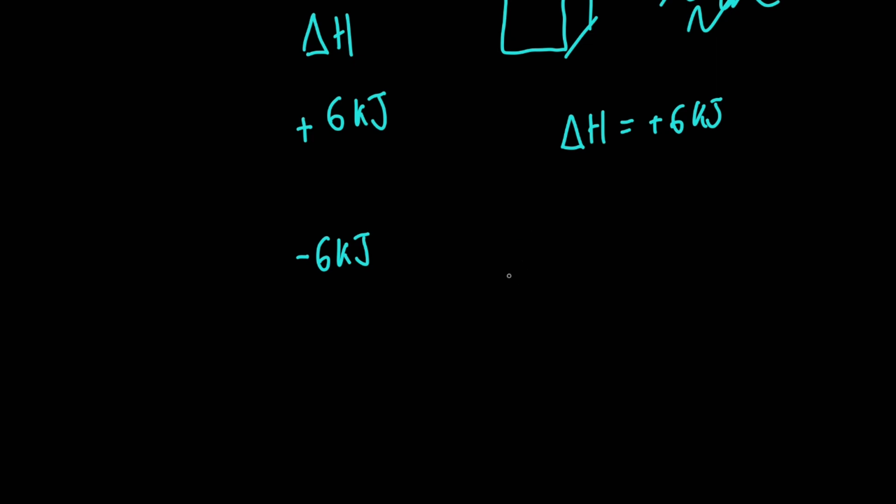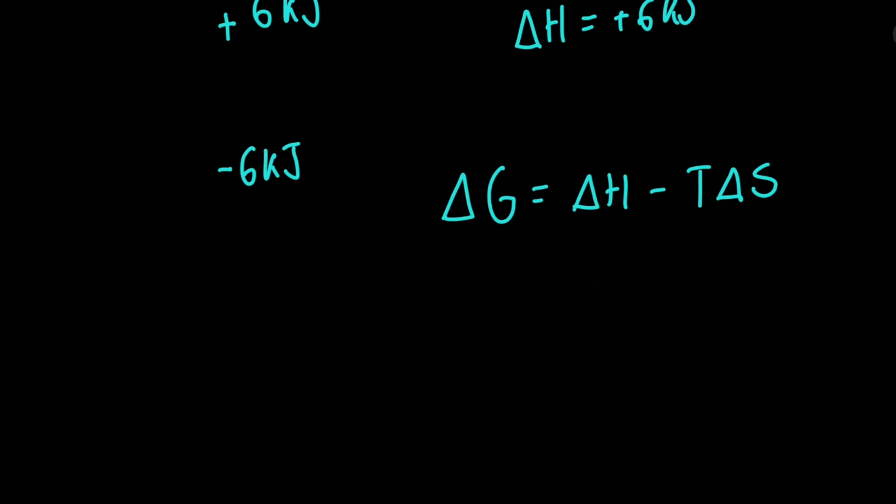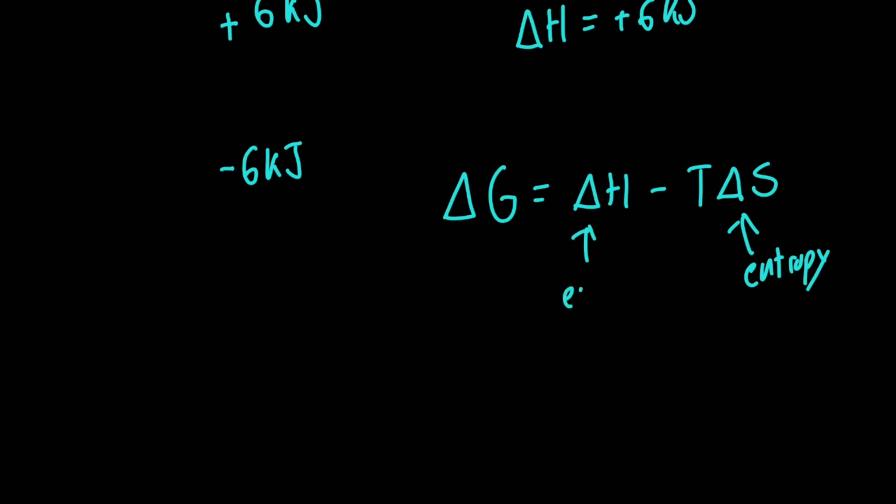So we know that the delta G expression involves delta H and the T delta S. So where delta S is entropy, this is enthalpy, and this is temperature.